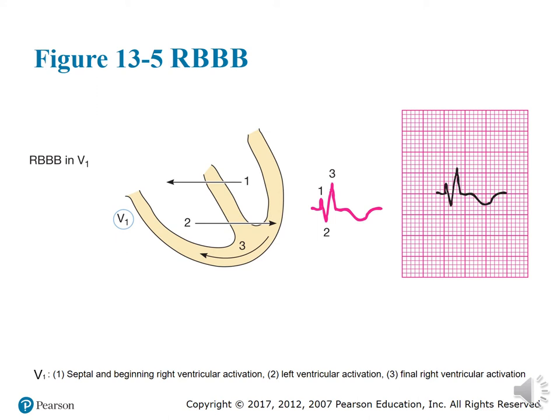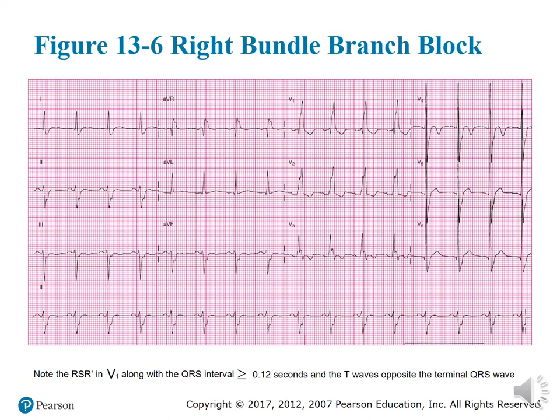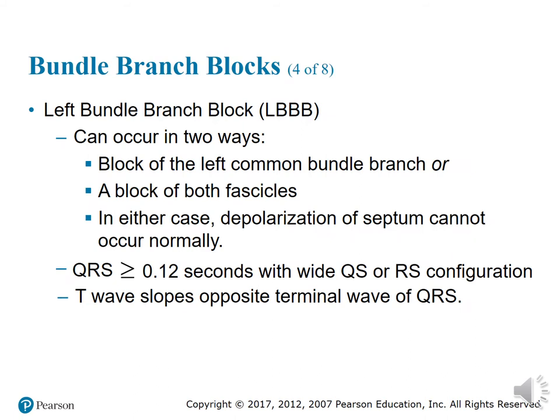All right. This is typically where your Q would be, but we don't have one, so you see your RSR'. All right, see that inverted T wave sloping, it's coming off the baseline. All right, so that is what the right bundle branch looks like on an EKG.